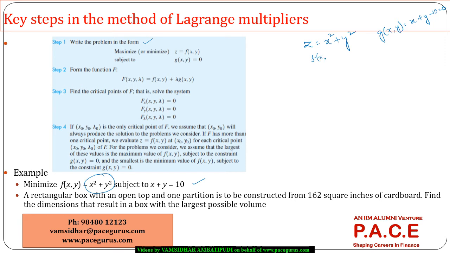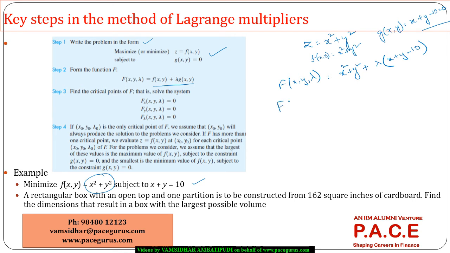So my f of x comma y is x squared plus y squared. G of x comma y is x plus y minus 10 equal to 0. So I have written the problem in this form. Fair enough. Form the function. Now I have to form the function capital F of x comma y comma lambda. So it is f of xy, which is x squared plus y squared, plus lambda times g of xy, x plus y minus 10. This is my F of x, y, lambda.